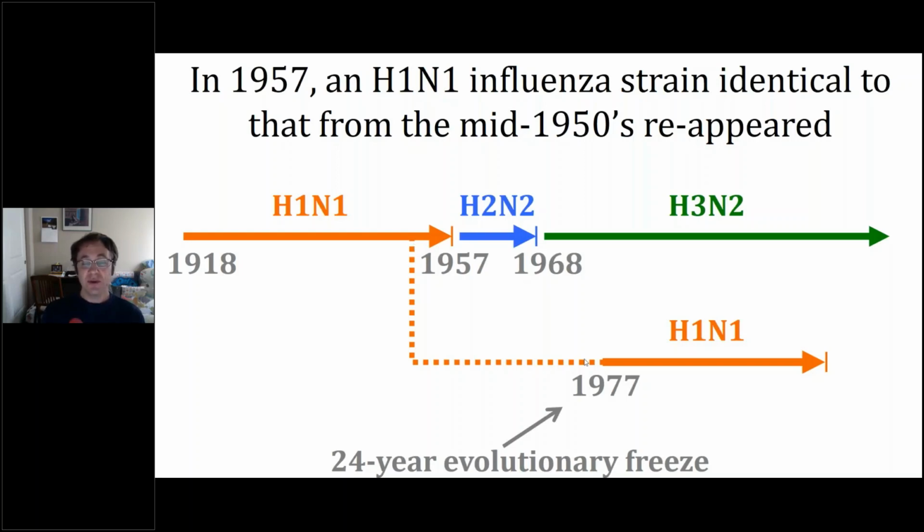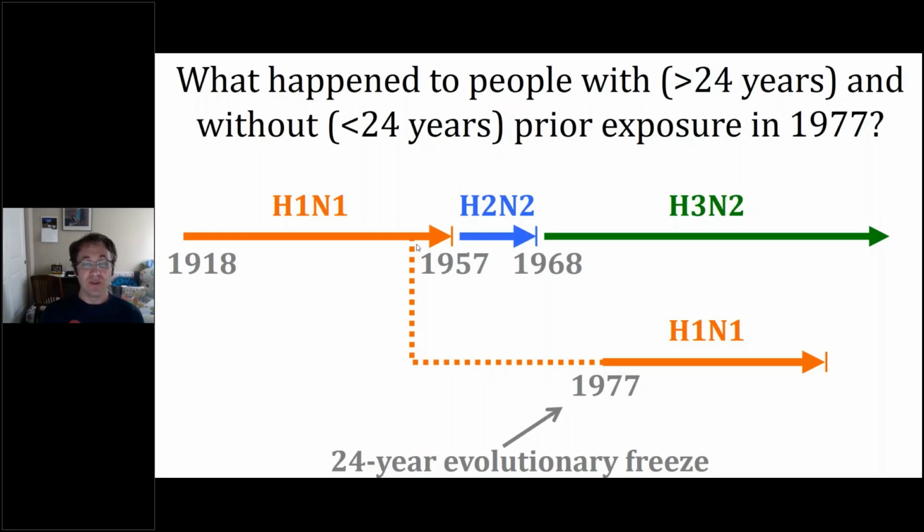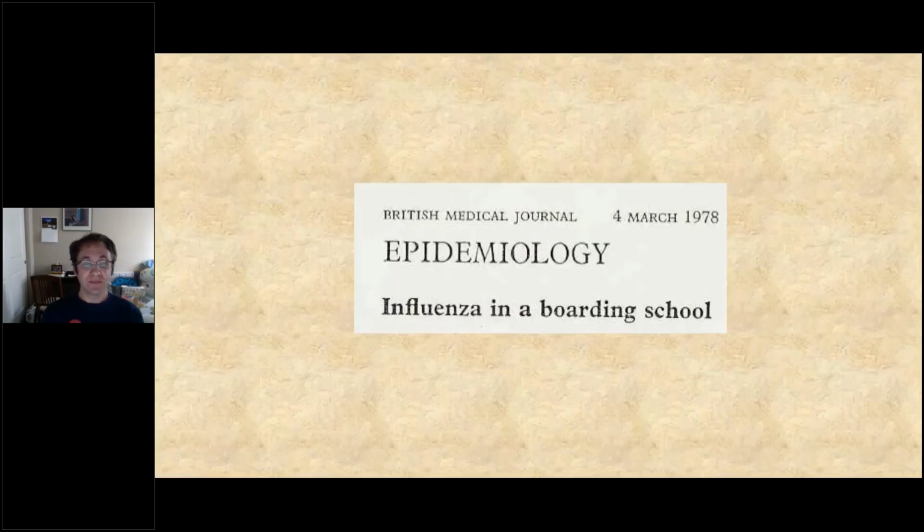So as you can see, the reemergence of this virus is actually a lot like Peter Panum's study of measles on the Faroe Islands. You will have people who are older than 24 years old who, when 1977 comes around, will have been infected with almost the exact viral strain several decades ago. And then you'll have everyone less than 24 years old who has never seen this virus before. So what happened in this 1977 pandemic?